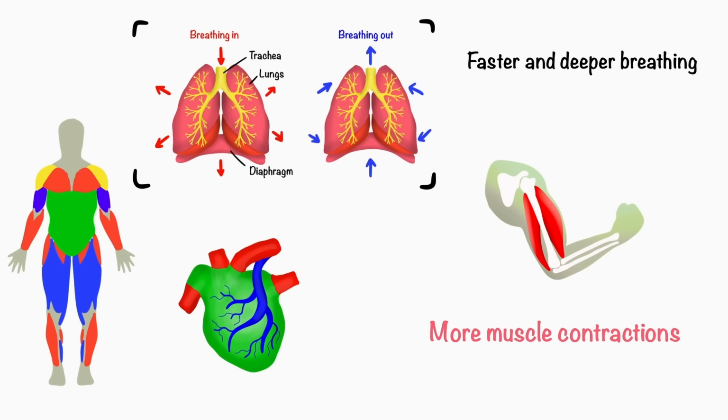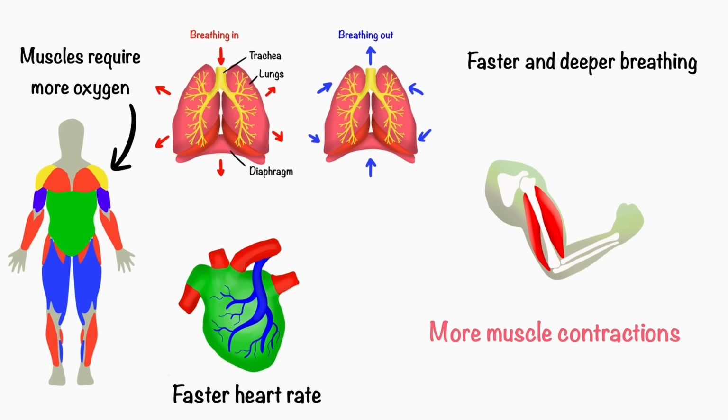Your breathing rate and breath volume increase. This gets more oxygen into your blood and removes carbon dioxide more efficiently. Your heart rate increases to pump this oxygenated blood around your body faster. During moderate exercise, these adaptations are usually sufficient to supply your muscles with the oxygen they need for aerobic respiration.